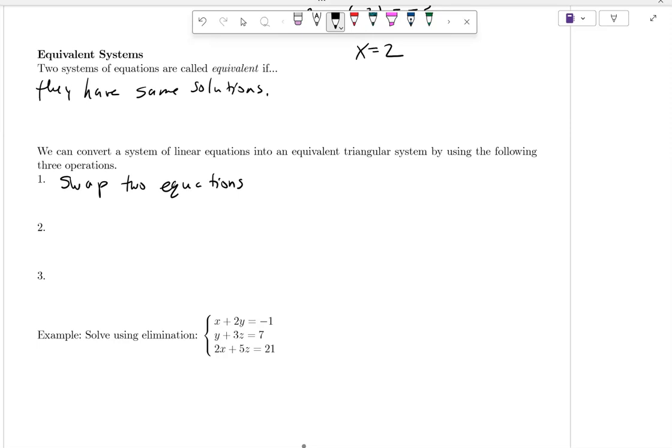Another one is multiply one equation by a non-zero constant. That's just what we're saying there: multiply both sides by a number, right? That's all that says. I want to make sure it's not 0, because if I multiply by 0, I may not get an equivalent system.